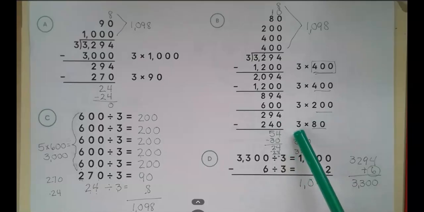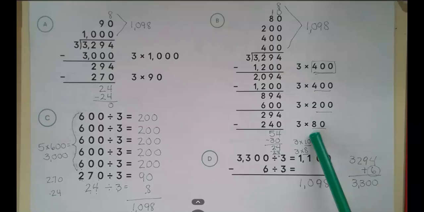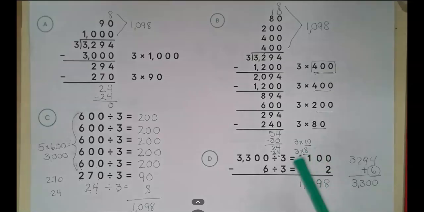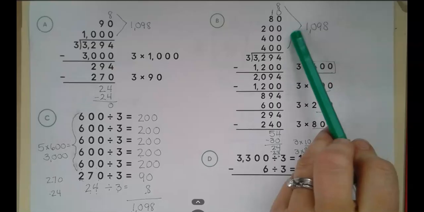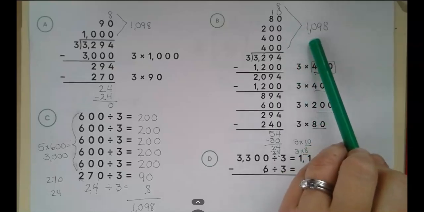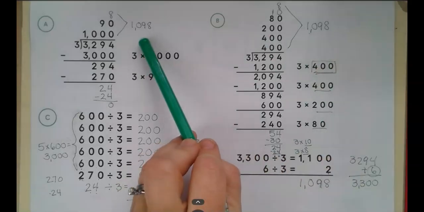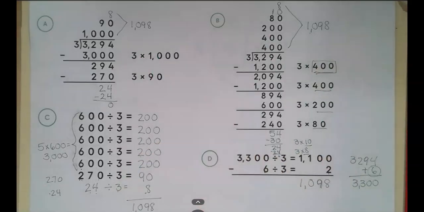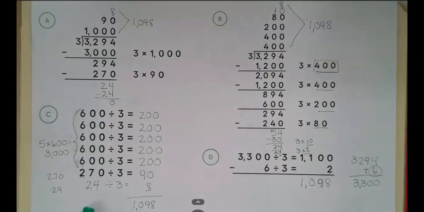This time we decided to try 3 times 80, which is 240. I took the 54 that were left, and I thought about 3 times 10 and 3 times 8 could take away those parts. These are all my partial quotients up here. When I add them up, I get 1,098, which is the same quotient as this method. Now let's take a look at C.